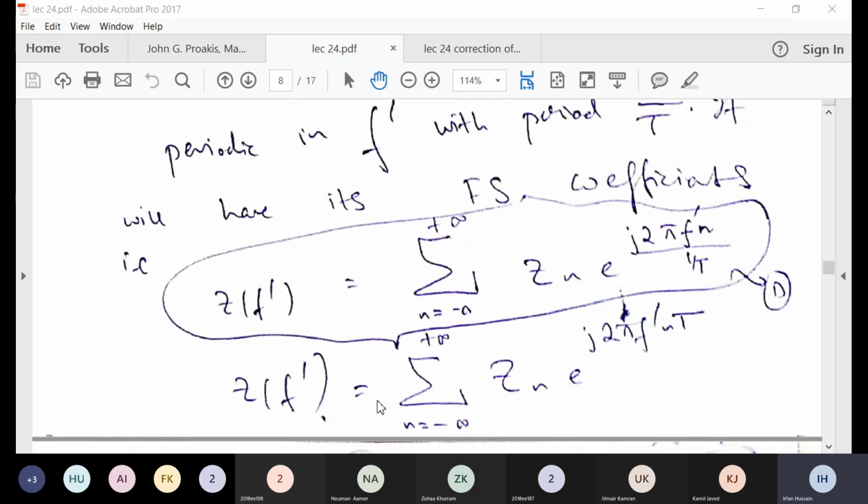Alright, does any student have any question with this? Mani, Zoha Ikram, Zoha Khurram, have you understood this? Kamil Javed, have you understood? Sure.